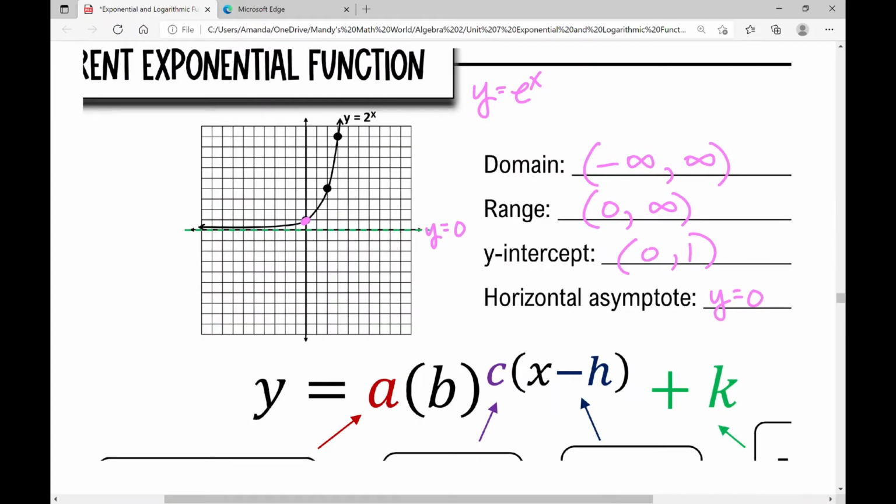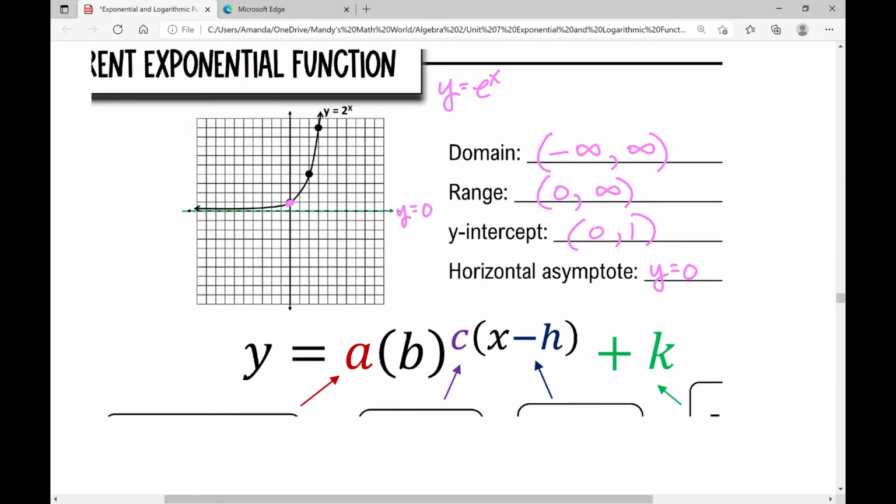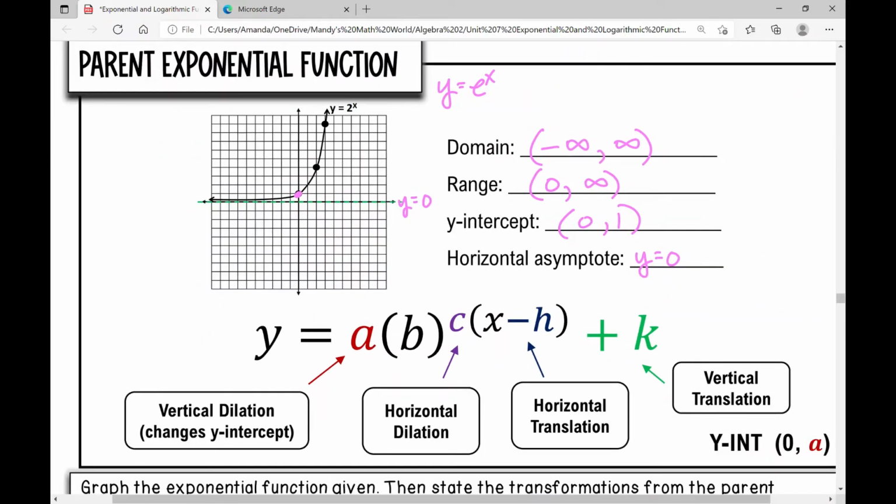So when we look at transformations to this parent exponential function, you might see it written looking like this, where all these different letters mean something. That number right out in front, that's the value of a. That's your vertical dilation, which stretches or compresses all of your y values. It affects your y values. It's a vertical dilation, so that will change your y-intercept.